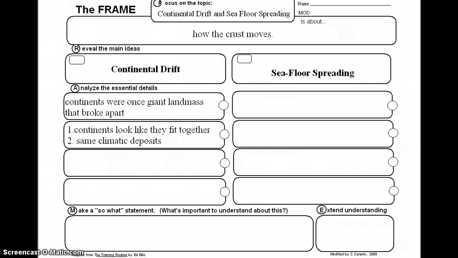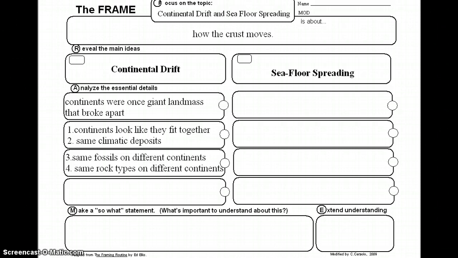Wegener also looked at climatic deposits, and he noticed that there were swamp deposits on continents on opposite sides of the ocean, in different climatic areas. He also looked at the same fossils on different continents, so he found similar dinosaur fossils and plant fossils on opposite sides of the ocean. He also found the same rock types on different continents on different sides of the ocean.